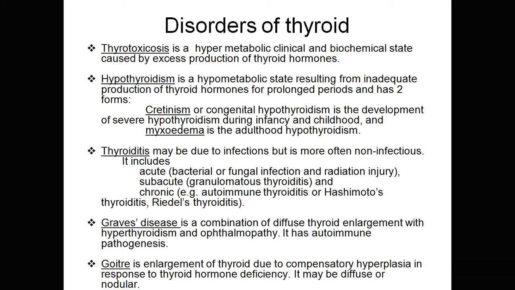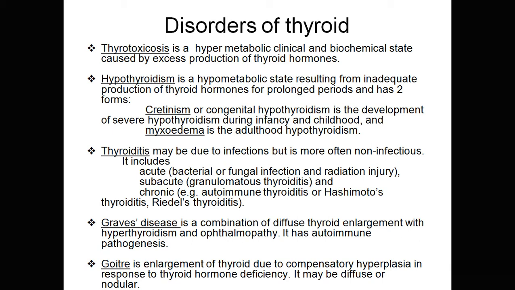Thyroiditis may be due to infection, but more often it has non-infectious causes. There is acute thyroiditis, subacute thyroiditis, and chronic thyroiditis. The subacute thyroiditis is called granulomatous thyroiditis. Chronic thyroiditis is in the form of autoimmune thyroiditis or Hashimoto's thyroiditis and Riedel's thyroiditis.